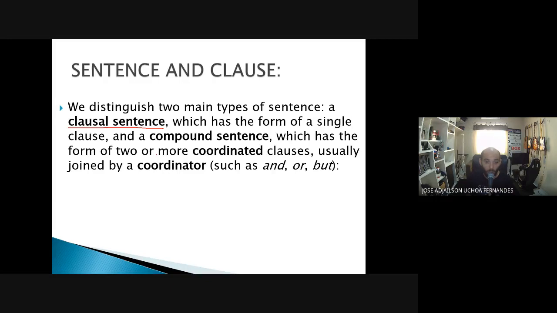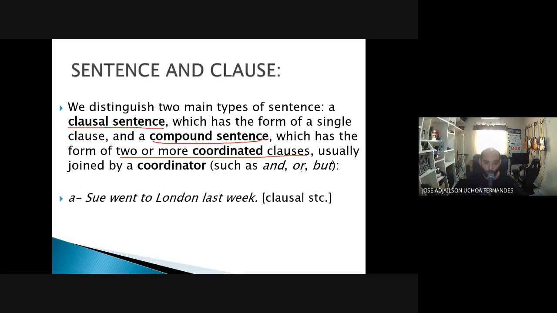Not every clause is a sentence. But some sentences are made of only one clause. We also have the compound sentence. It has the form of two or more coordinated clauses, and they are usually put together by means of a coordinator: and or but. Those connectors, those conjunctions, put clauses together and form a sentence.